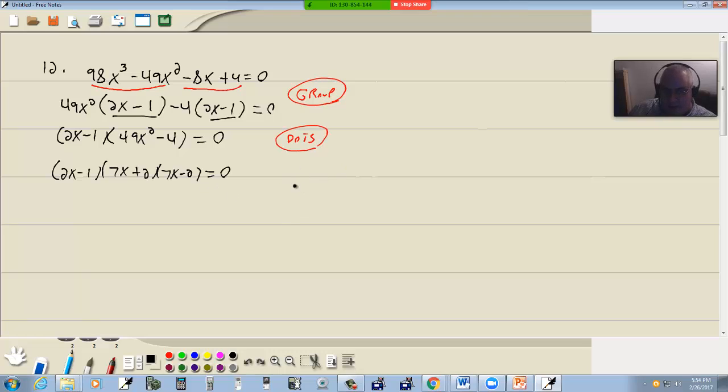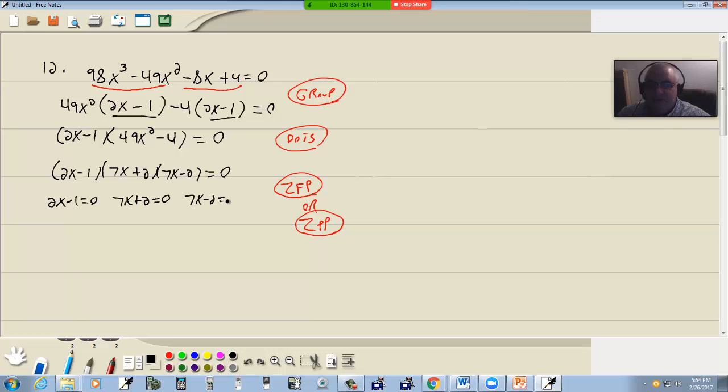Okay, zero factor property. It's back to that. It's still the same. Or you could call it the zero product property. That's up to you. It says you get 0 on one side, you factor the other side, you set each factor equal to 0. So I set 2x minus 1 equal to 0, 7x plus 2 equals 0, and 7x minus 2 equal to 0. Then you solve those.